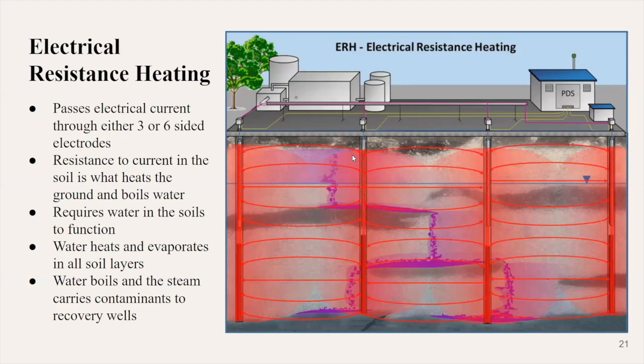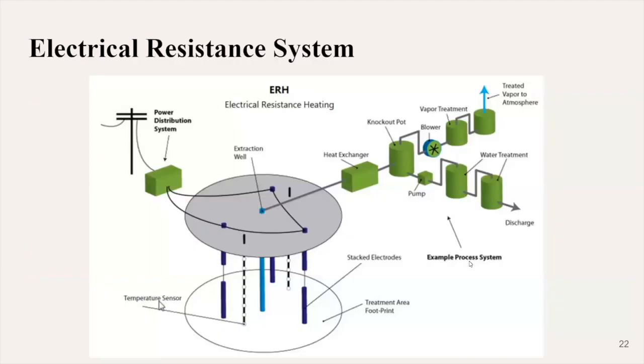In this picture, you can also see the electrodes here, and the red lines between the drilled down electrodes are the current passing through, which can heat and remove the contaminants. And here is a skeleton diagram of this system as well. Power, the electrodes down, and the extraction well in the center, and then it is brought up and treated just like the last system.